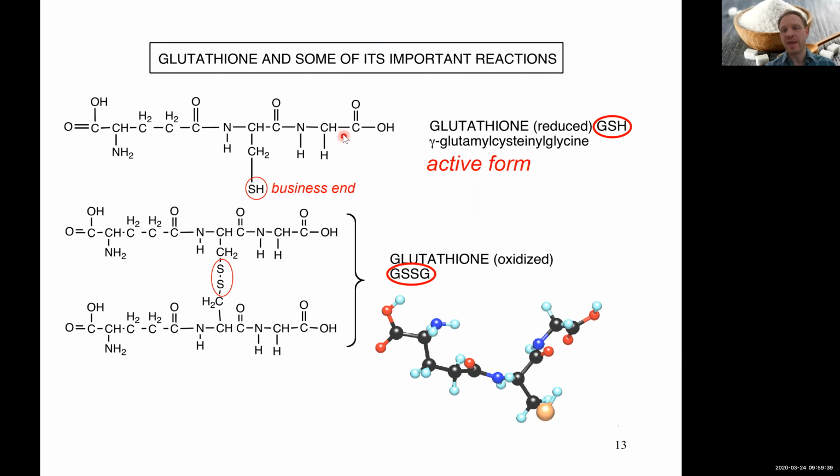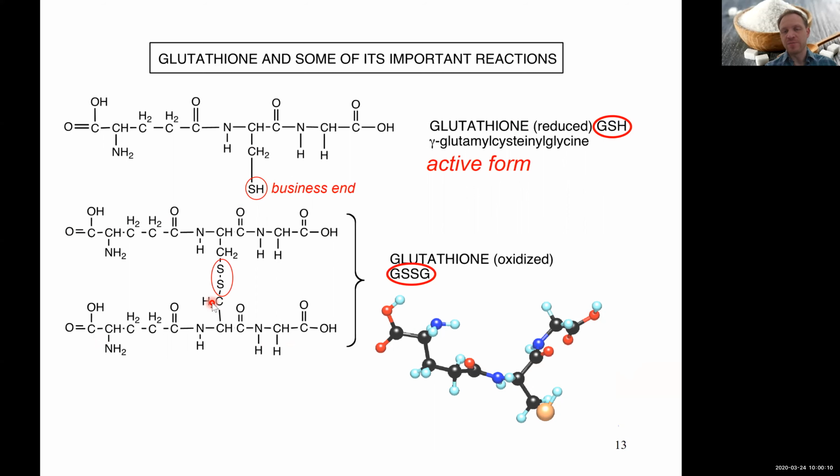There is actually an active form and an inactive form. The active form is this one here, and its business end here is this sulfhydryl group. We call it GSH. It's a reduced form. The inactive form is when this molecule gets oxidized. Then we actually have two of the glutathione molecules combined through this disulfide group right here. That's called GSSG, or oxidized glutathione.